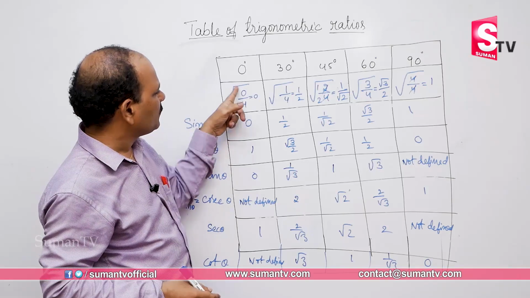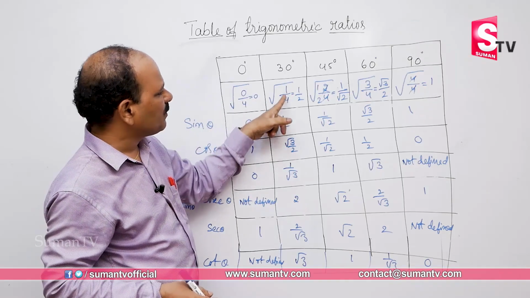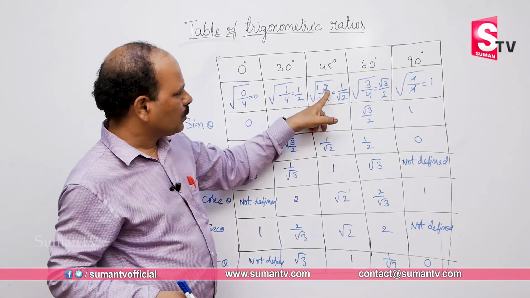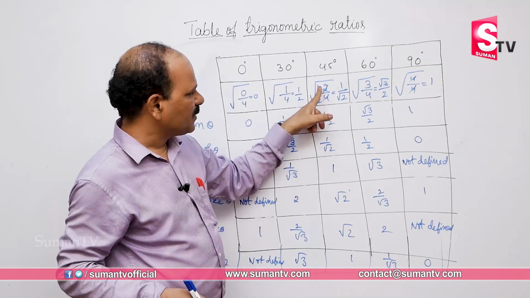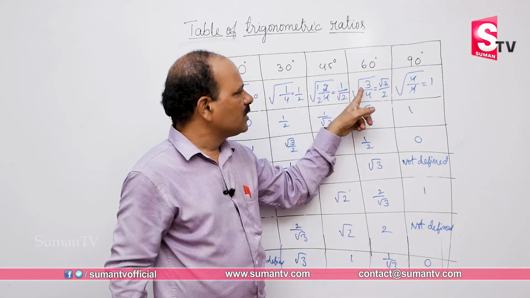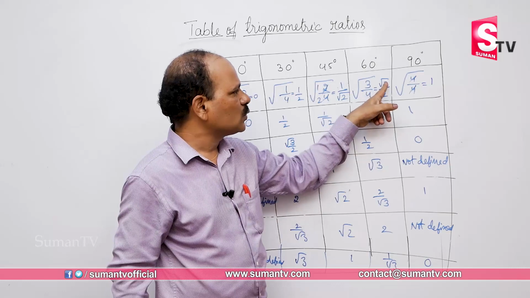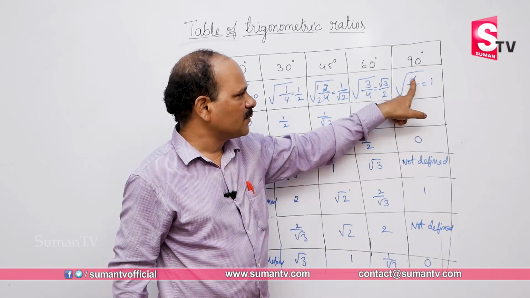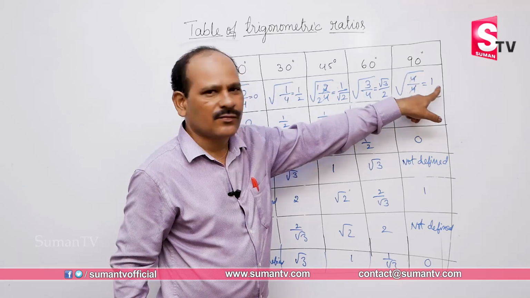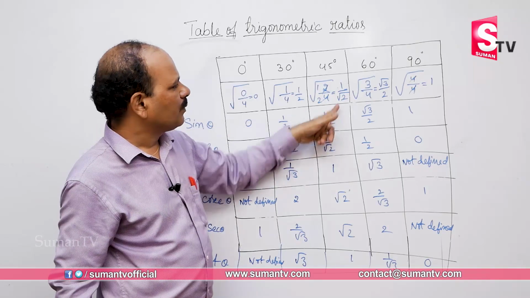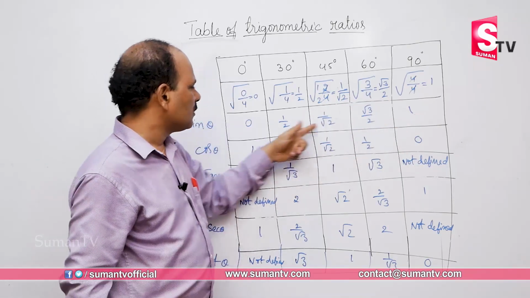So the square root of 0 by 4 is 0. Square root of 1 by 4 is 1 by 2. Square root of 2 by 4 is, after cancellation, square root of 1 by 2, which is 1 by root 2. Square root of 3 by 4 is root 3 by 2. Square root of 4 by 4 is, after cancellation, 1. Sine values: 0, 1 by 2, 1 by root 2, root 3 by 2, 1.